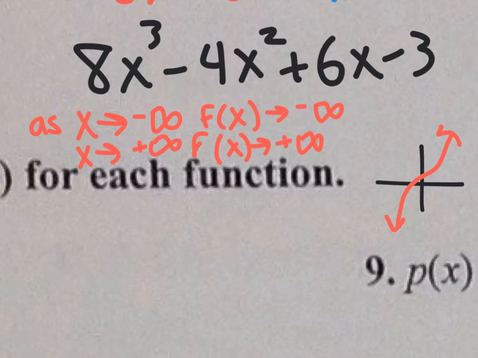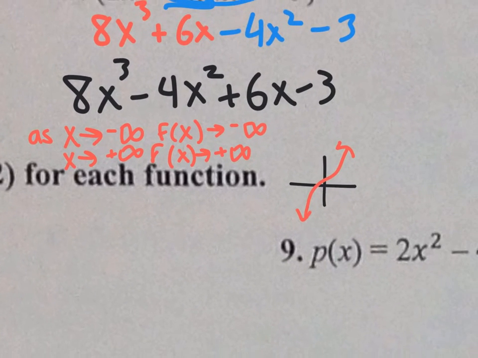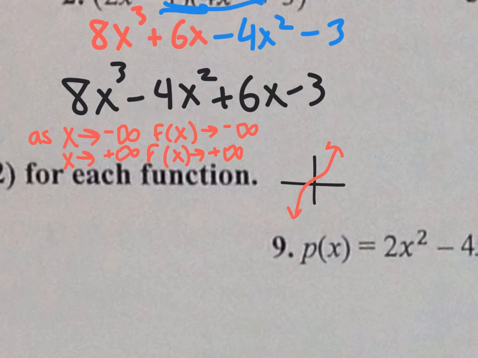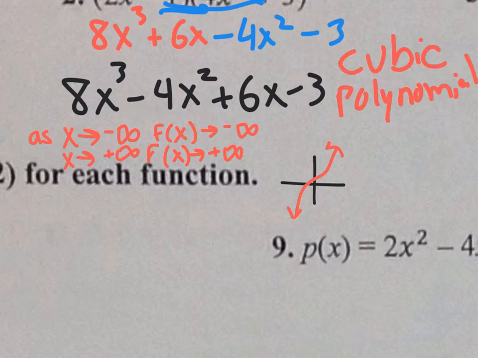I could even ask you to classify it with the first and last name. You guys remember that stuff? So if I wanted to classify this, what would it be? Cubic polynomial. Cubic because the degree is 3, polynomial because there are many terms. If it's 4 or more terms, 1, 2, 3, 4, it's a polynomial. So cubic polynomial is the first and last name of this one.